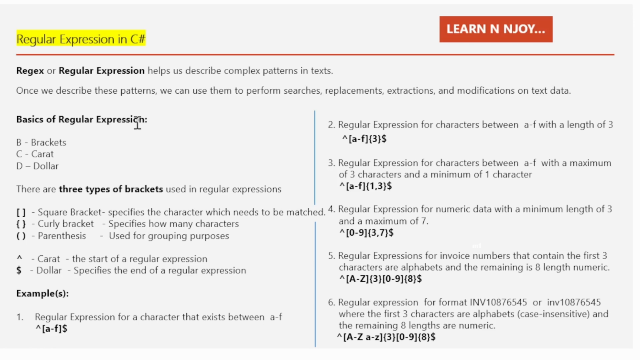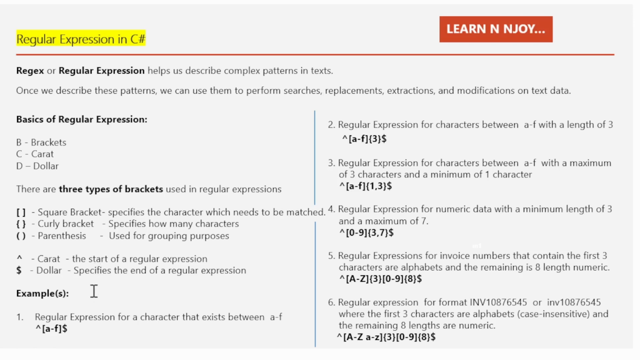Now let's see the basics of the regular expression. Basic is BCD. Here B stands for bracket, C stands for caret, and D stands for dollar. If we talk about brackets, there are three types of brackets used in regular expression. Square bracket specifies the character which needs to be matched. Curly bracket specifies how many characters it can have. Parenthesis is used for grouping purposes. Caret indicates the start of a regular expression. Dollar specifies the end of a regular expression.